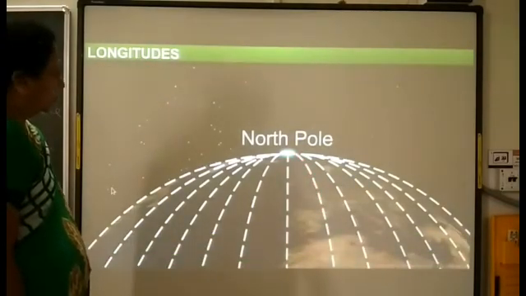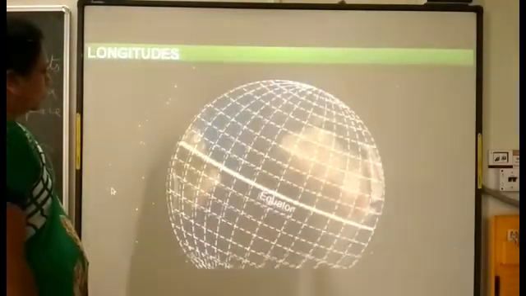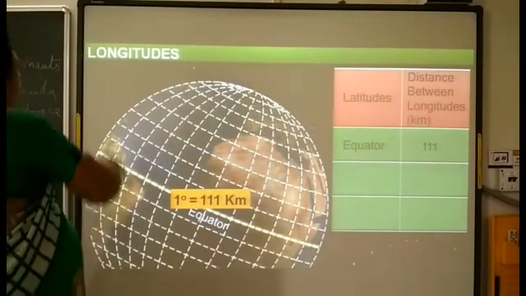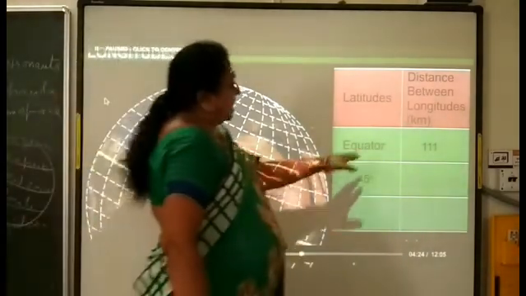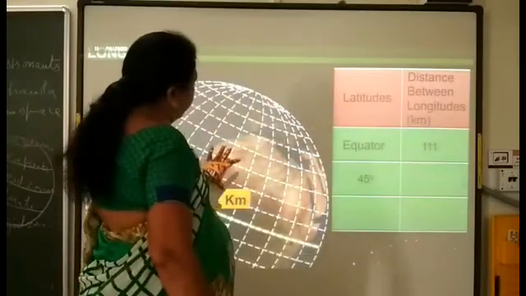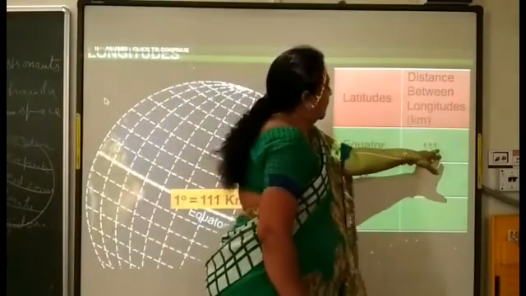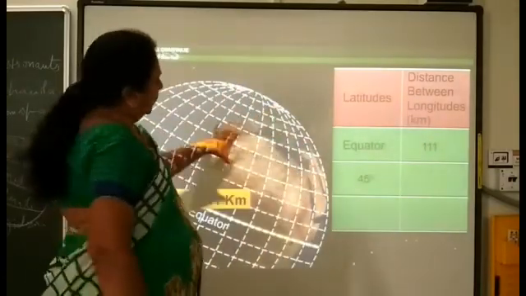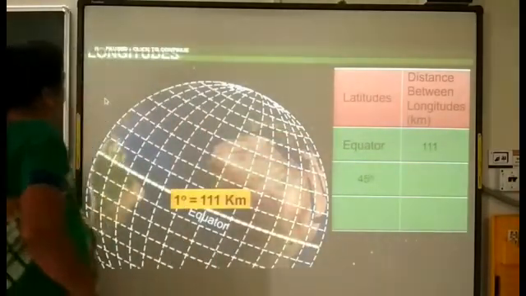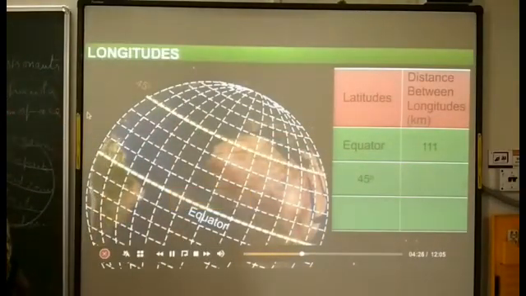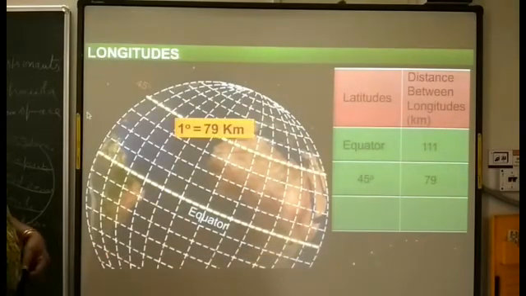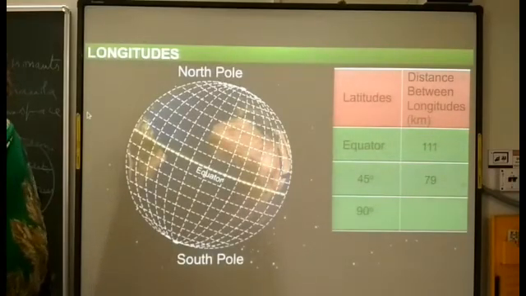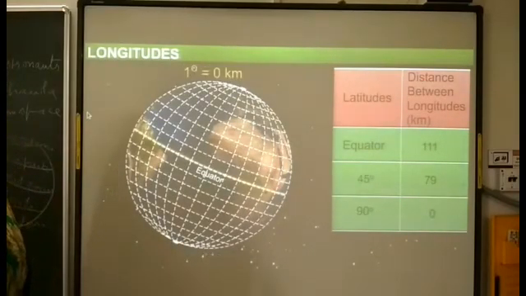1 degree of longitude is the longest at the equator, 111 kilometers. At the 45 degree line, it is about 79 kilometers. It is shortest at the poles where all meridians meet. The distance at the poles is 0 kilometers.